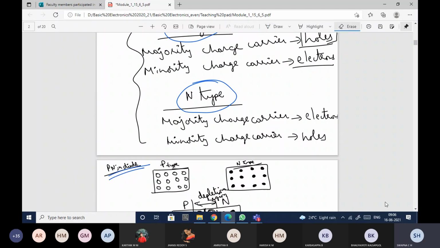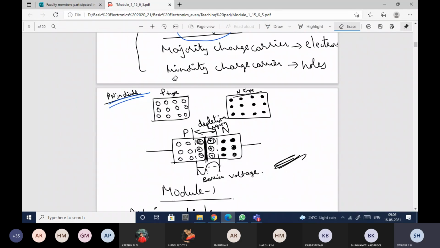Okay, p-n junction. In the sense, you have the p-type material where the majority charge carriers are holes, and you have the n-type material where the majority charge carriers are electrons. When you bring them together, what happens at the junction? This is a junction. At the junction, the electrons which are present near that junction will try to diffuse towards the p side.